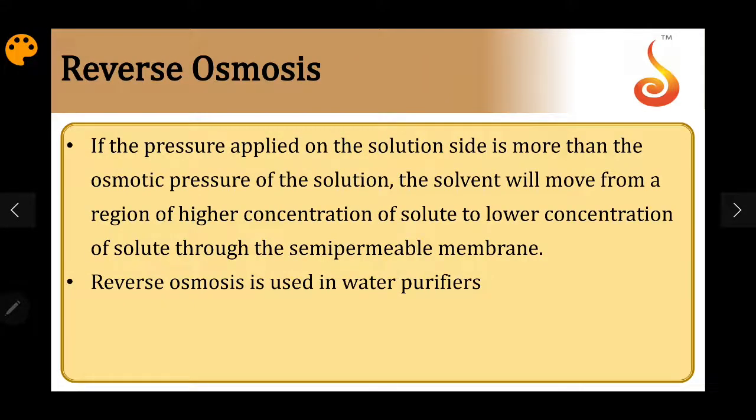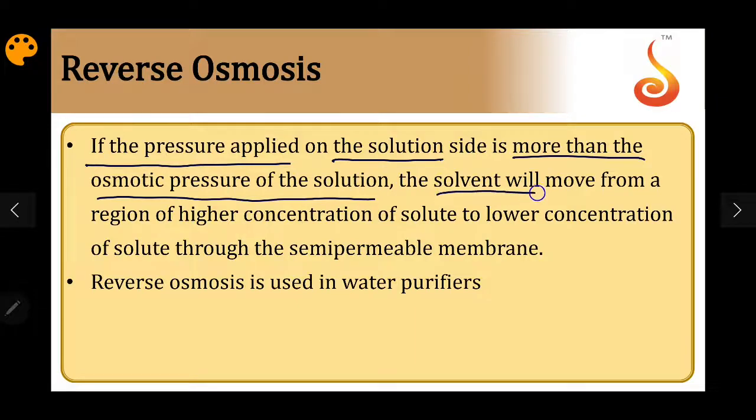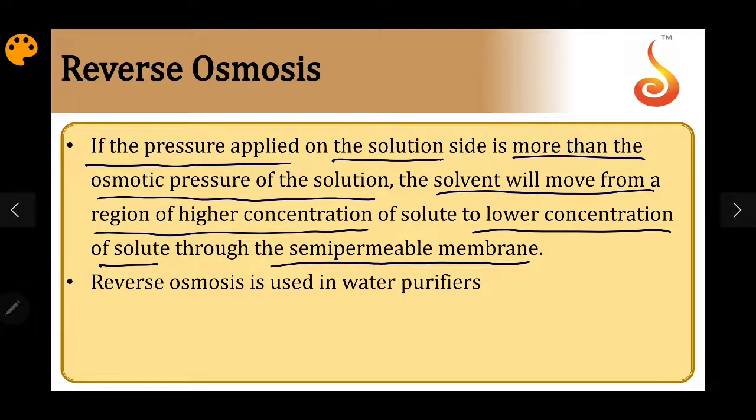Reverse osmosis. If the pressure applied on the solution is more than the osmotic pressure of the given solution, then what happens? A reverse movement will happen. The solvent will start moving from the region of higher concentration to lower concentration of solute through the semi-permeable membrane. This reverse osmosis concept is used in water purifiers, RO systems. We have desalination of water, converting seawater into potable water, done by using reverse osmosis.